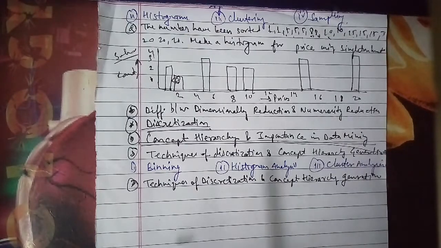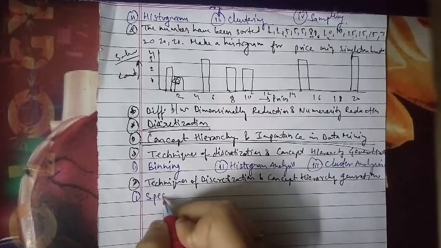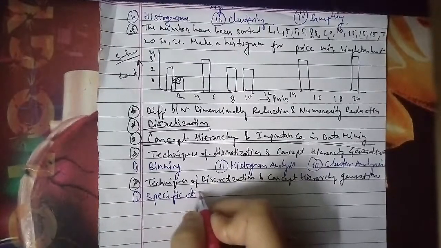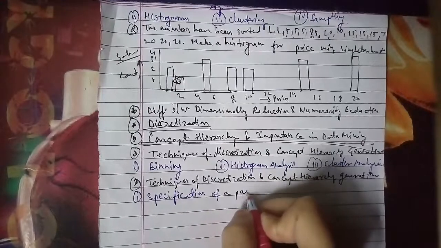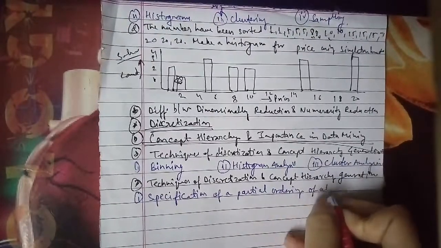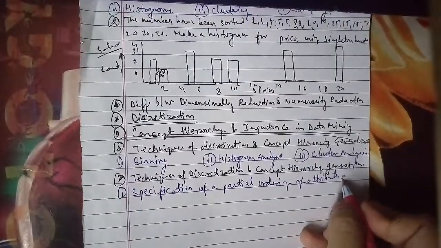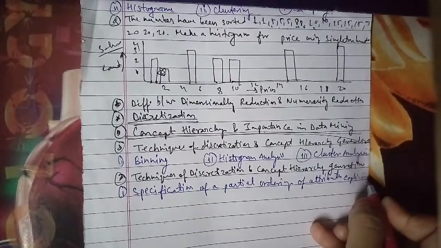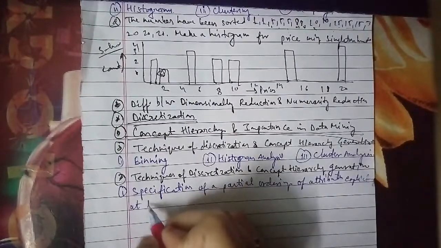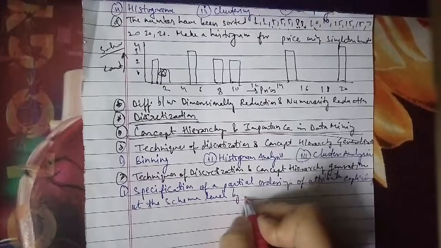The second we have is specification of a portion of a hierarchy by explicit data grouping. In this, normally in a large database it is not possible to define an entire concept hierarchy by explicit value definition, but it is important to specify the explicit groups for small portions of data here.